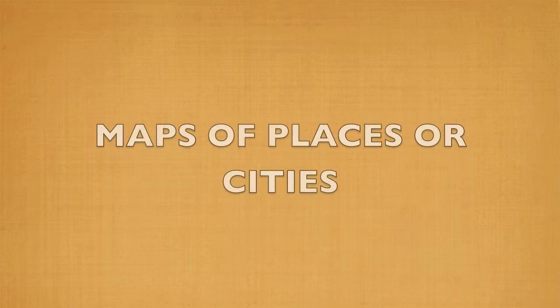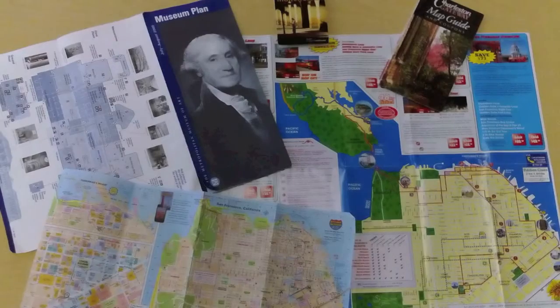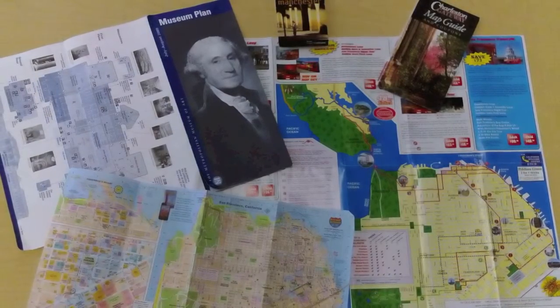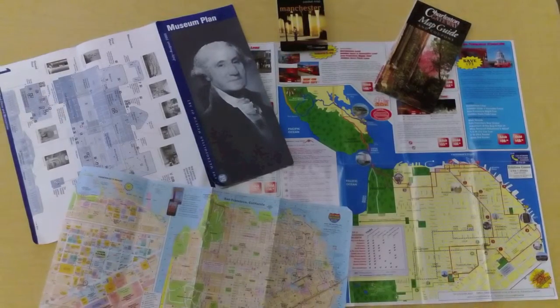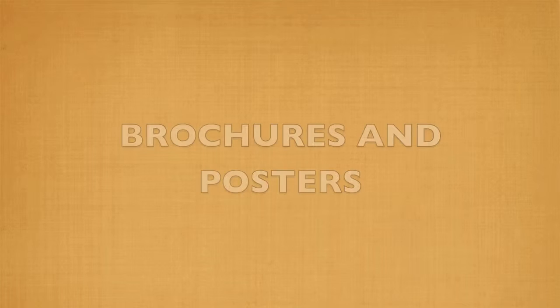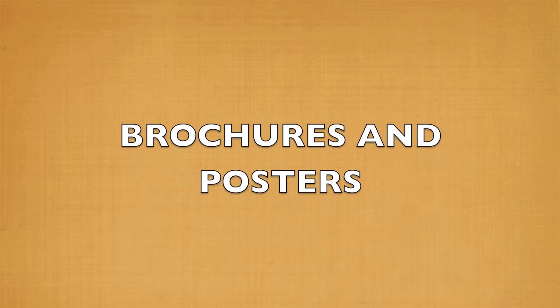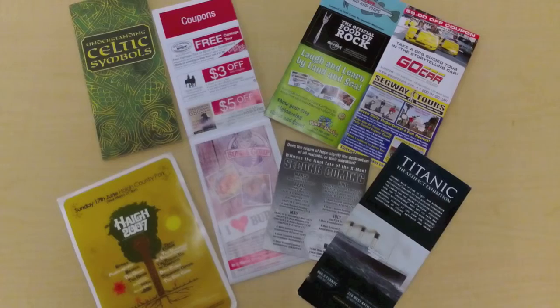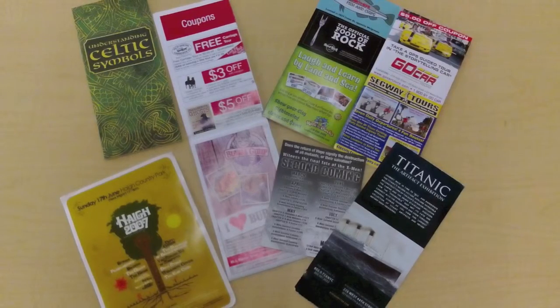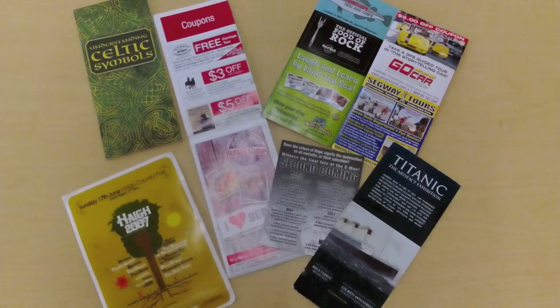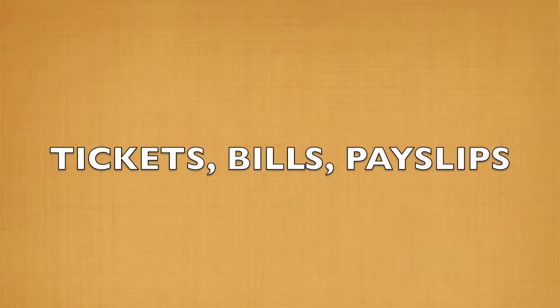We can also use maps of places or cities, maps of places such as museums, for example, touristic maps, maps for cities, for city walks, maps of undergrounds, subways. We can also use brochures and posters like these ones. These are mostly touristic, and a couple of posters of events and museum shows, exhibits.